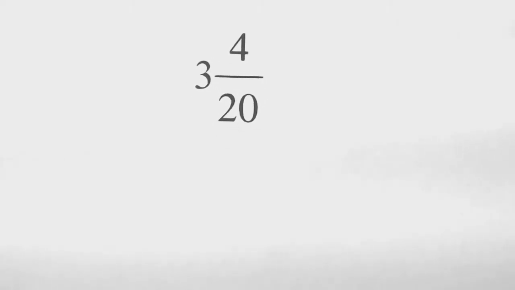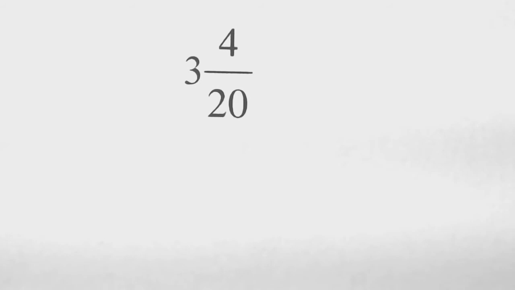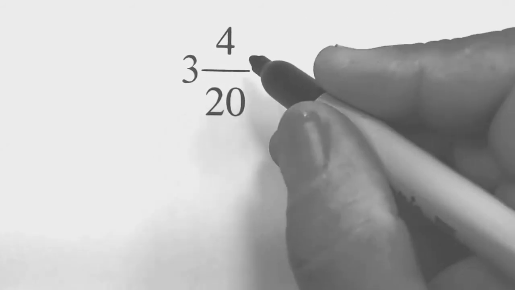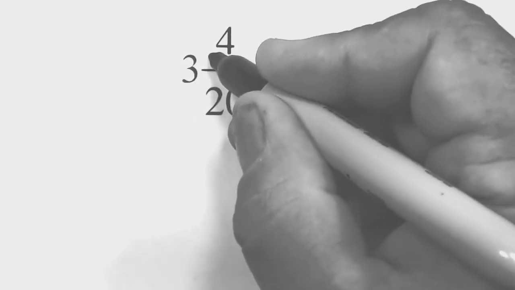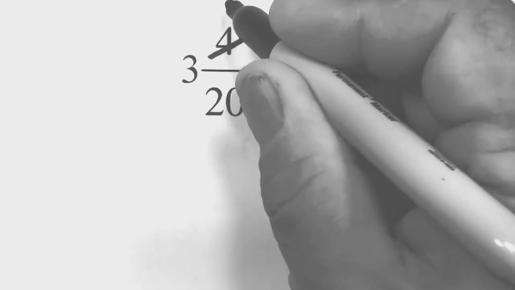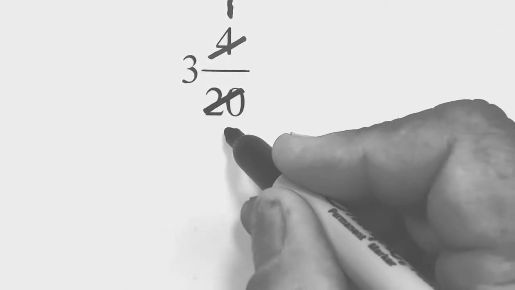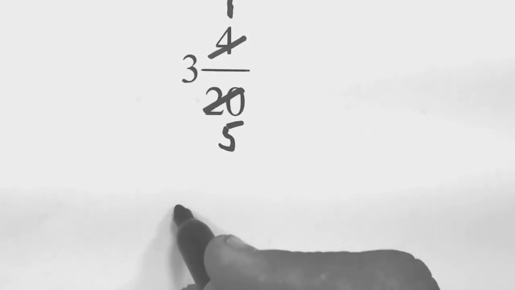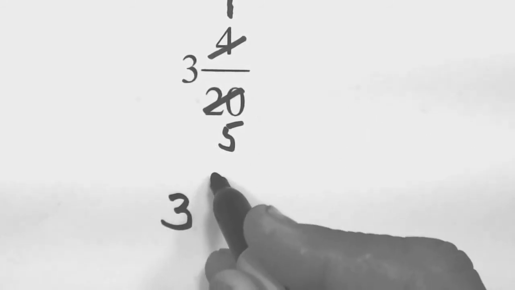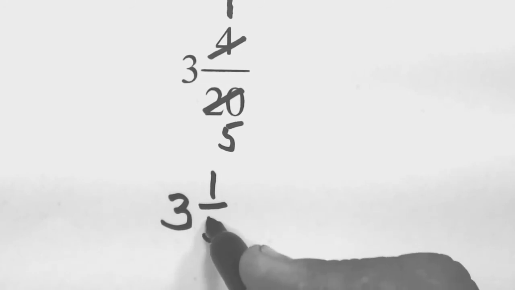Well, in this next example, we see the same type of thing going on. We can turn around and reduce this fraction. Let's do it now and make the rest of our work easier. 4 goes into 4 once. 4 goes into 25 times. So we see that this is the same as 3 1/5.